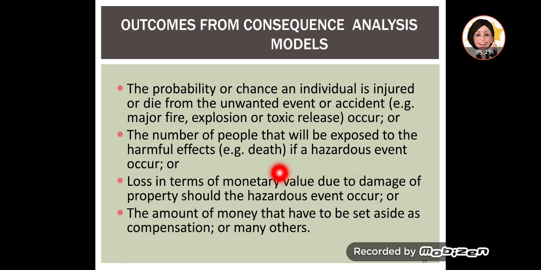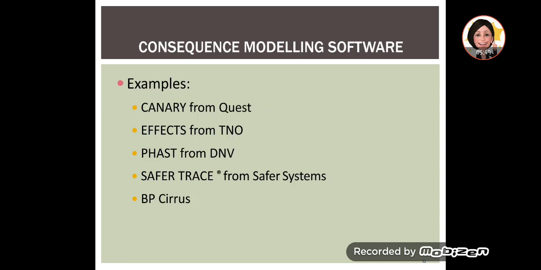The consequence analysis models can also give us information on the possible loss in terms of monetary values and the amount of money that we need to set aside for compensation, both for people as well as for the building. So this is why we need consequence analysis models, and it is part of risk assessment. Although we are learning the theory in our class here, in real time or in the industries, consequence modeling can actually be done using software. When we provide the necessary information, there is software that can calculate the consequence model for us.